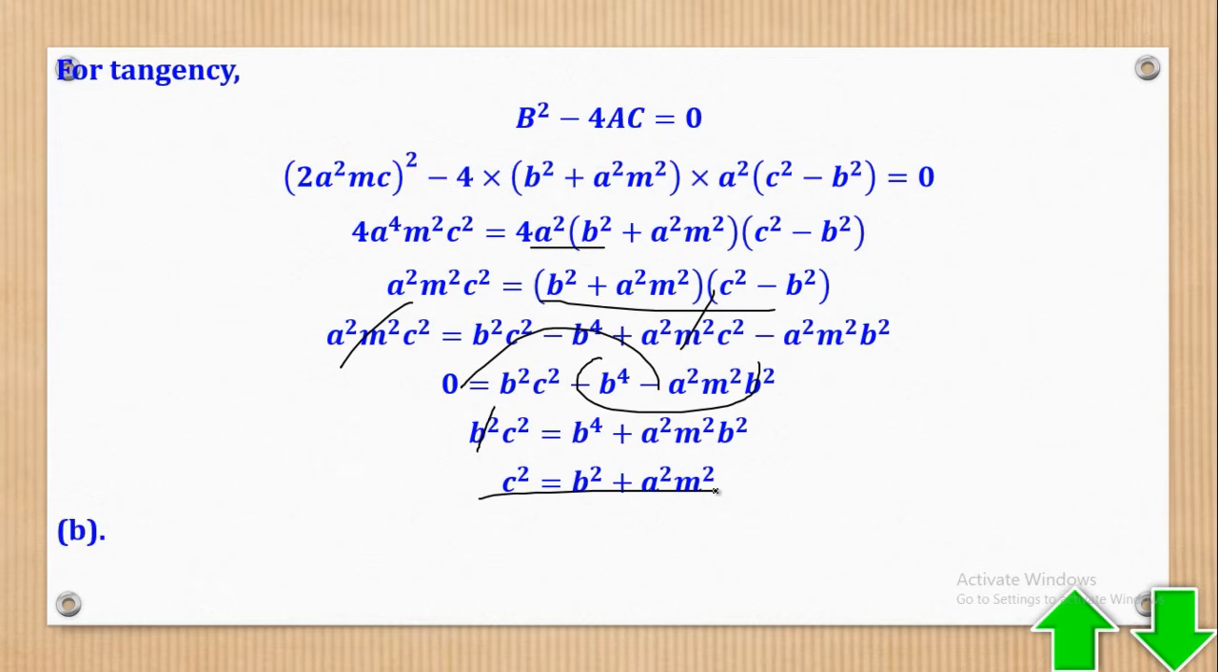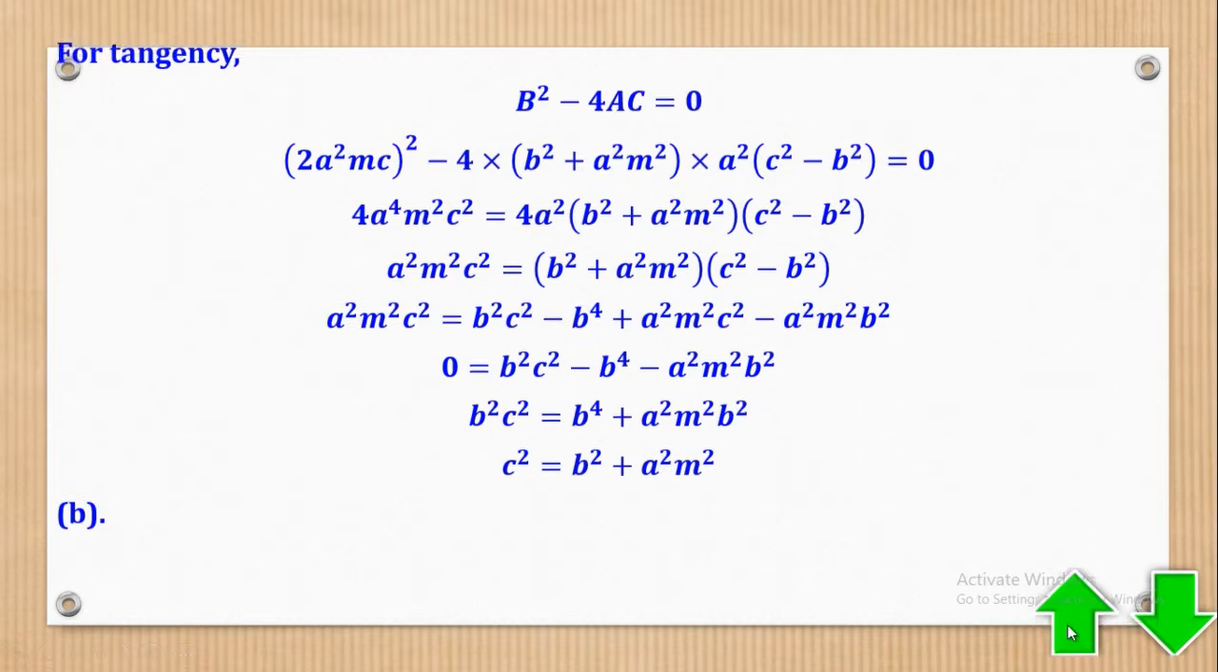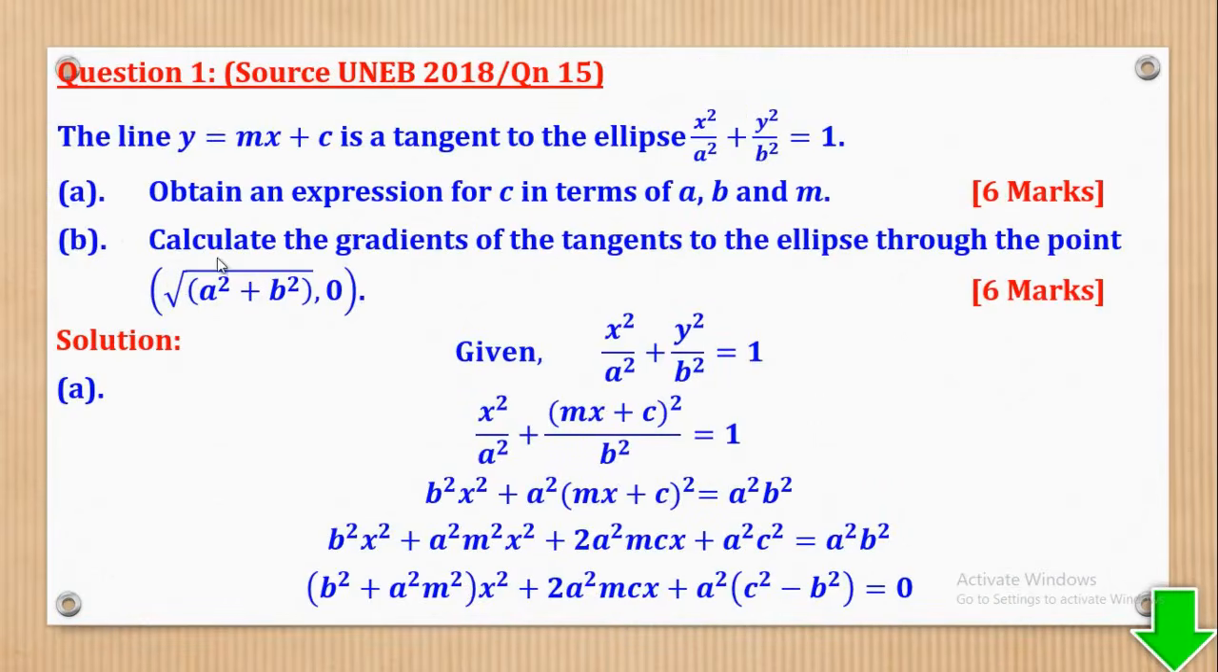So everything has been the same as we derived it under the condition for tangents, and you have to be conversant with it, because most of the questions on an ellipse will tell you to prove that condition for tangency, as we shall see in the questions to come. So part B says calculate the gradients of the tangents to the ellipse through the point this. So the x coordinate is this and the y coordinate is that.